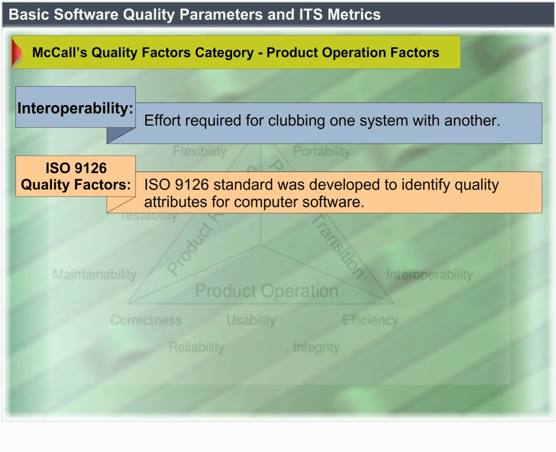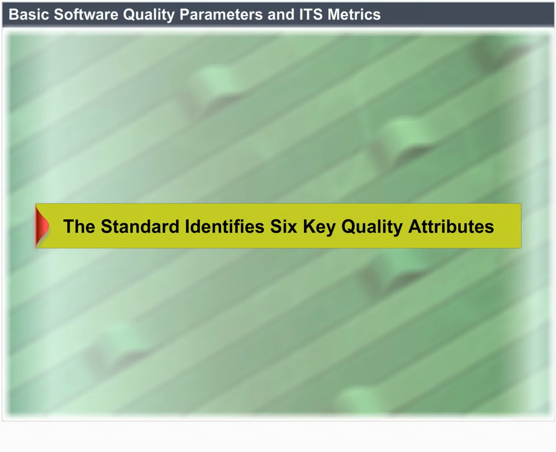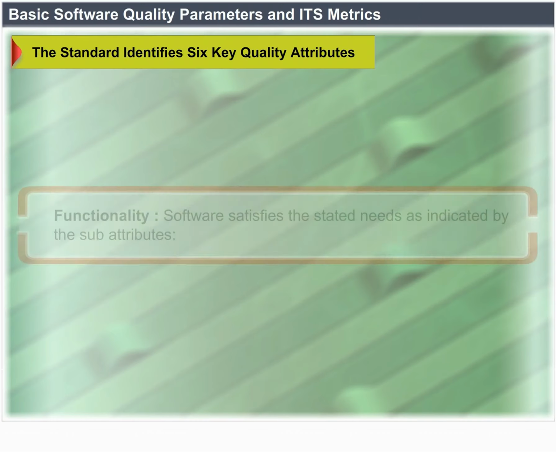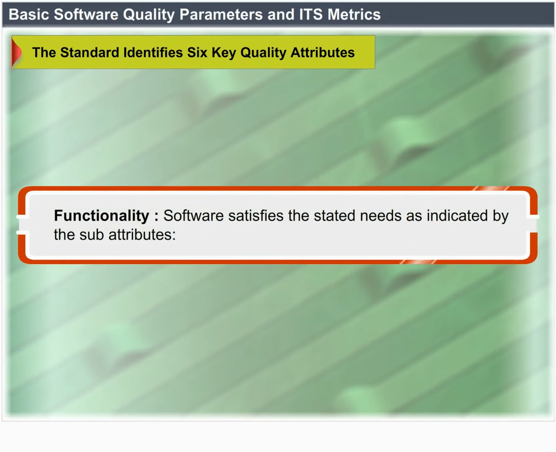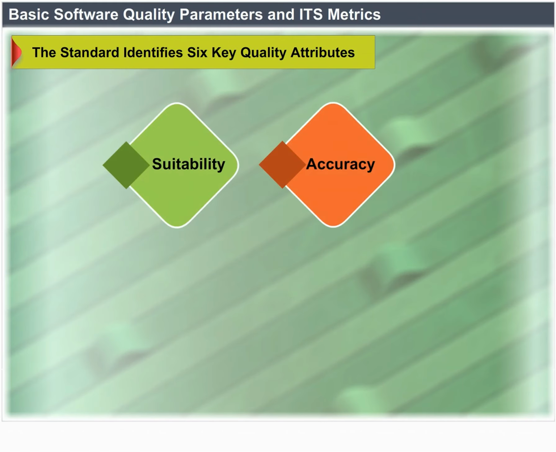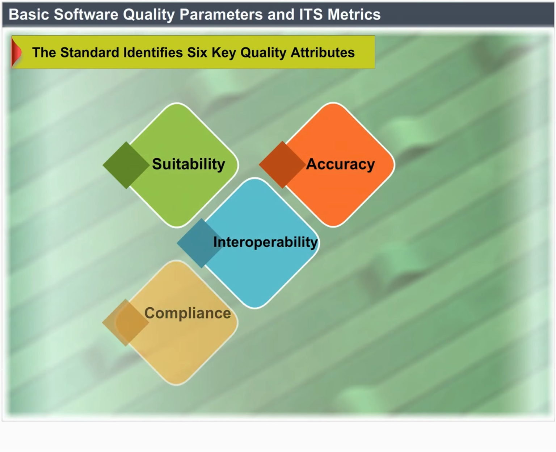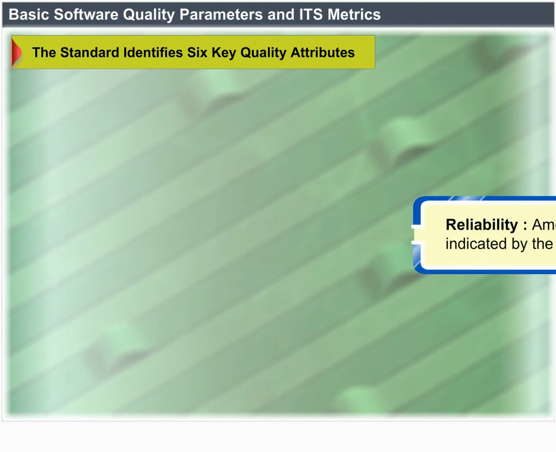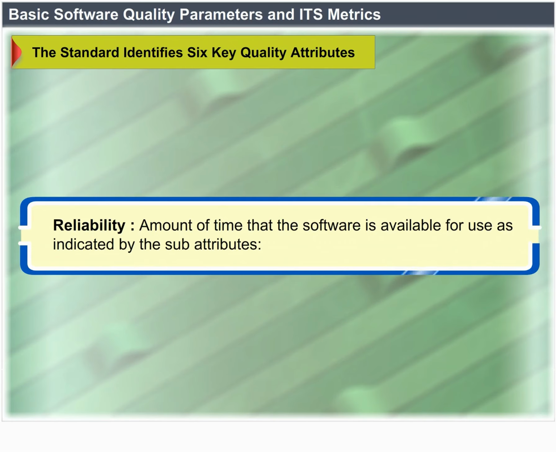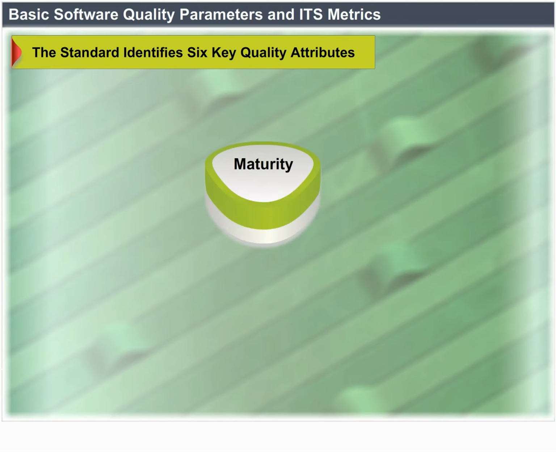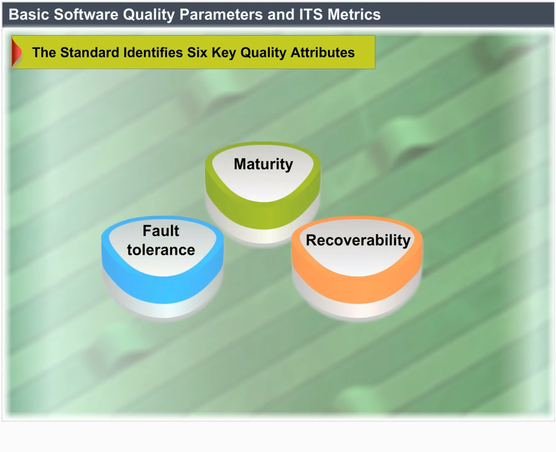ISO 9126 quality factors. ISO 9126 standard was developed to identify quality attributes for computer software. The standard identifies 6 key quality attributes. Functionality. Software satisfies the stated needs as indicated by the sub-attributes: suitability, accuracy, interoperability, compliance, and security. Reliability. Amount of time that the software is available for use as indicated by the sub-attributes: maturity, fault tolerance, recoverability.